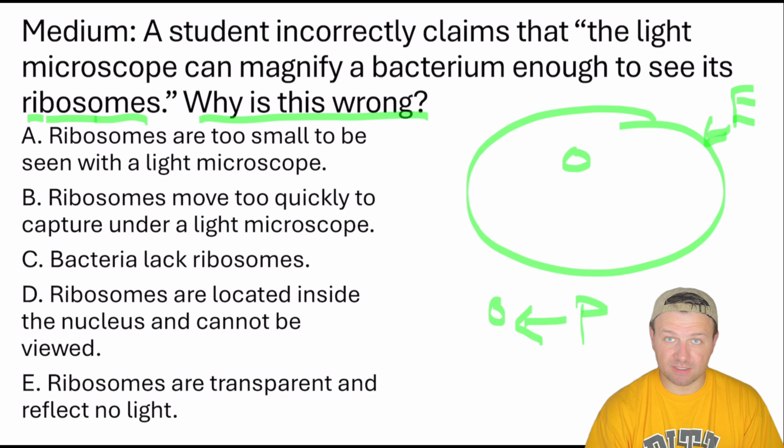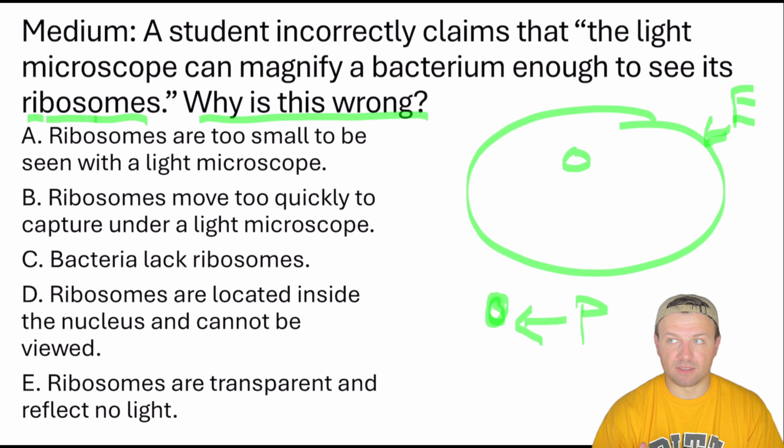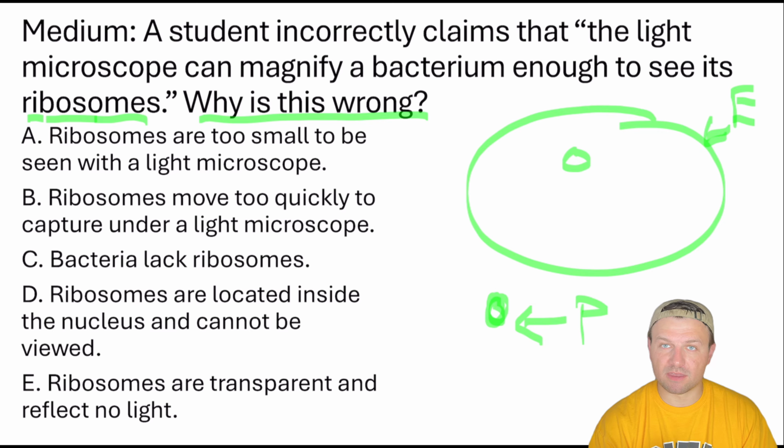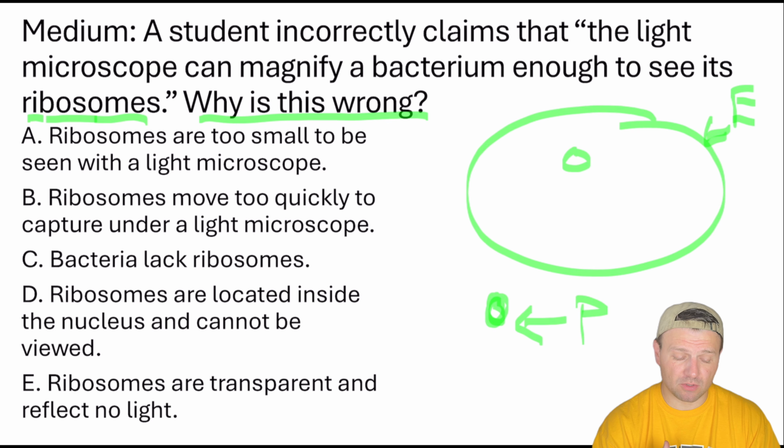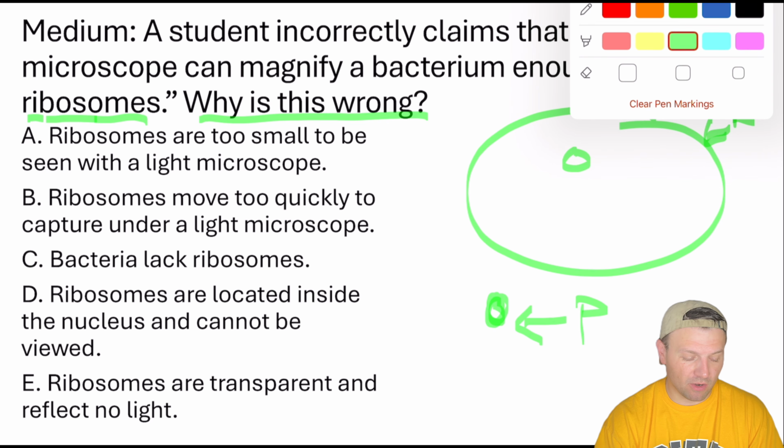We can easily see eukaryotic cells under a light microscope, and we can also see prokaryotic cells under like the highest magnification of a light microscope, but we can't really see the ribosomes because they're just too small. The reflection of the ribosomes in light just doesn't work where we can actually see them. They're just too small. So knowing that, let's take a look at our answers.